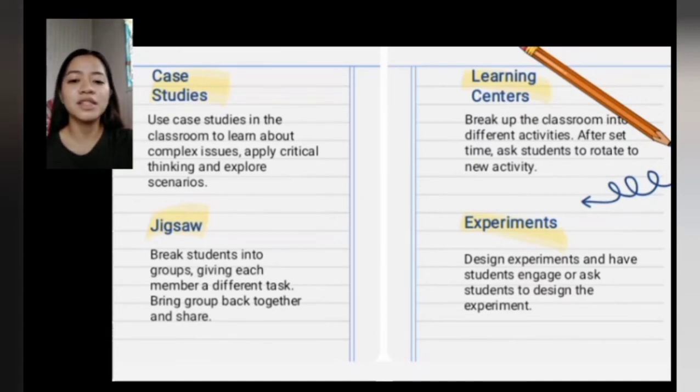So with this strategy, each student in the home group serves as a piece of the topic's puzzle, and when they work together as a whole, they create the complete jigsaw puzzle.